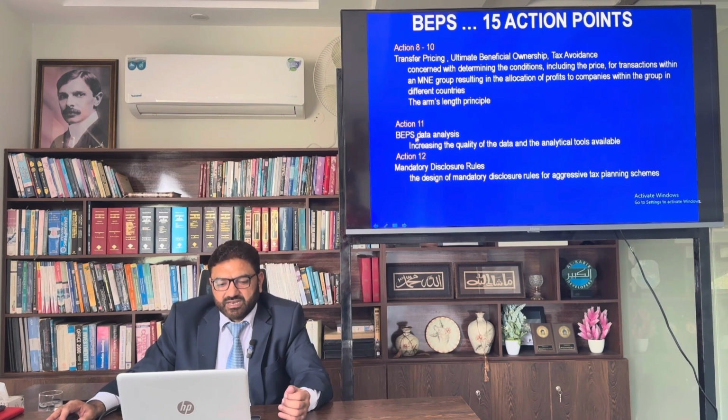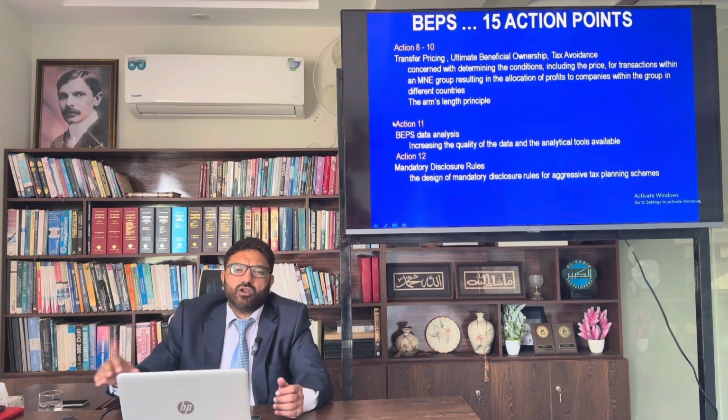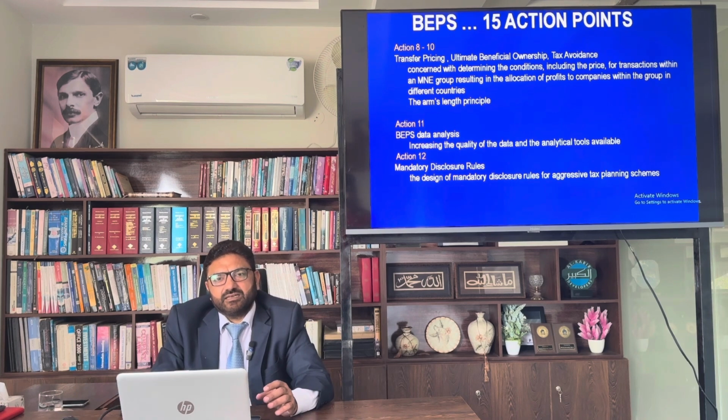And Action plan 11, BEPS data analysis, increasing the quality of data and the analytical tools available. One thing is that due to the non-availability of pure data in developing countries, like I am doing research, I am analyzing the data of underdeveloped or developing countries. There are many loopholes in the authenticity of data, but the data should be authentic, the quality of data should be good for analysis, and tools should be available.